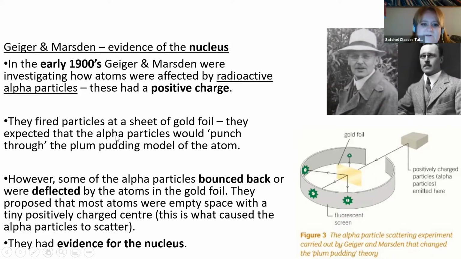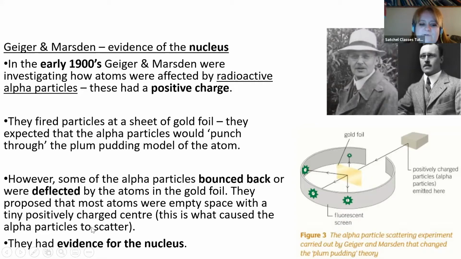So they expected them just to go punch through because they're quite a lot bigger than the atoms that they thought. However, something very unexpected happened. Some of the alpha particles bounced back or were deflected by the atoms in the gold foil. Okay, so you see they're emitted there. Some went through, that's true, and some bounced back. So they proposed that most atoms were empty space with a tiny positively charged centre.